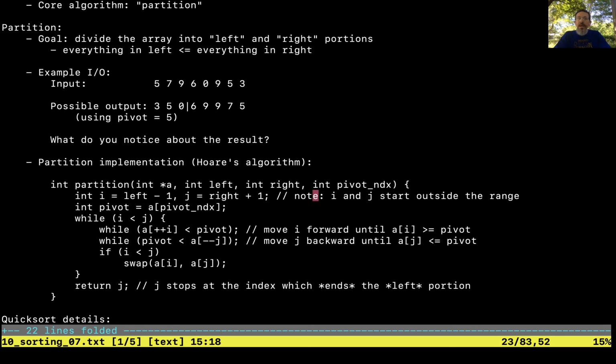Okay, the basic idea behind partitioning is we're going to take this array that we've been given, and we're going to walk from the beginning forward until we find something that is out of place with respect to the pivot.